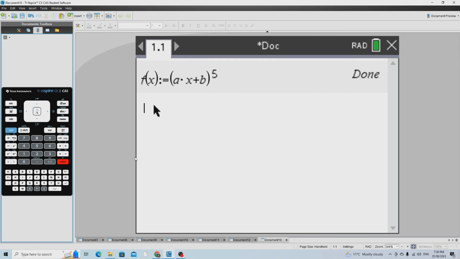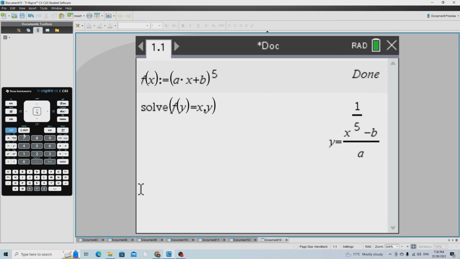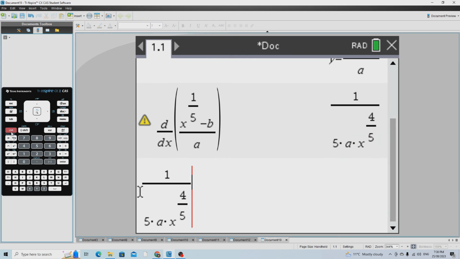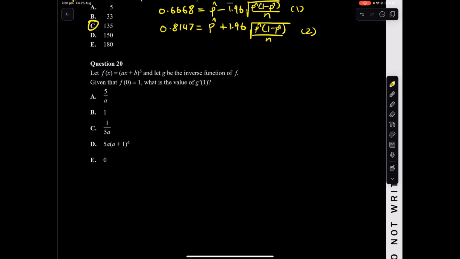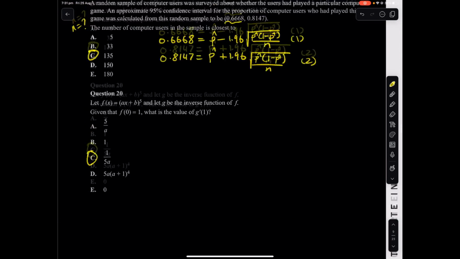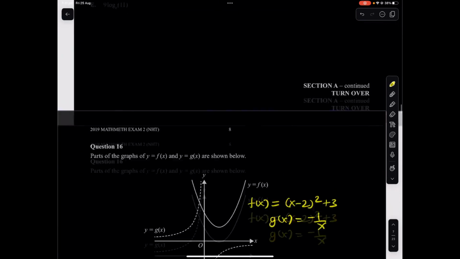And so we know that g is the inverse. So how do you find the inverse? We can solve f of y equals x, comma y. So here is our inverse. This is our g. And what we can do is find g dash by putting this over here. That's your g dash of x. And now we just want to find g dash of 1. So when x equals 1, it's 1 over 5a. Well, it looks like C is your answer for that one. Wow, that was very easy for question 20. Especially the last questions are supposed to be hard, but yeah, the multiple choice section for this exam was quite easy.